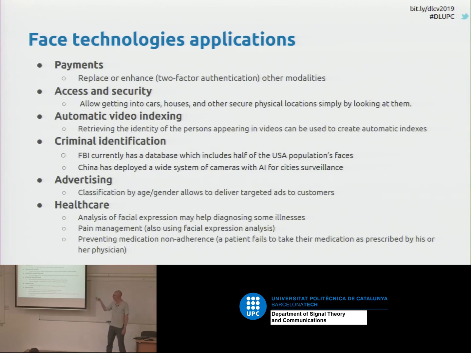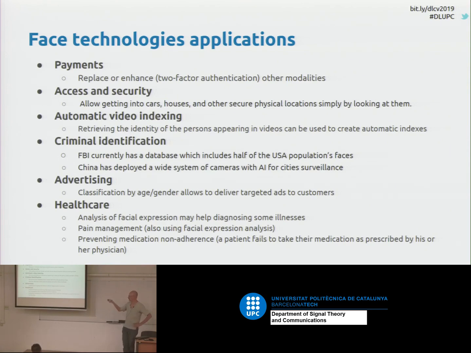But also there are other applications in automatic video indexing. For instance, nowadays there are a lot of hours of video, and if you want to look in a huge video database and recover something from it, you need indexes. And for these indexes, the identity of the person is very relevant. So detecting and recognizing the relevant persons that are in the videos is very important for this reason.